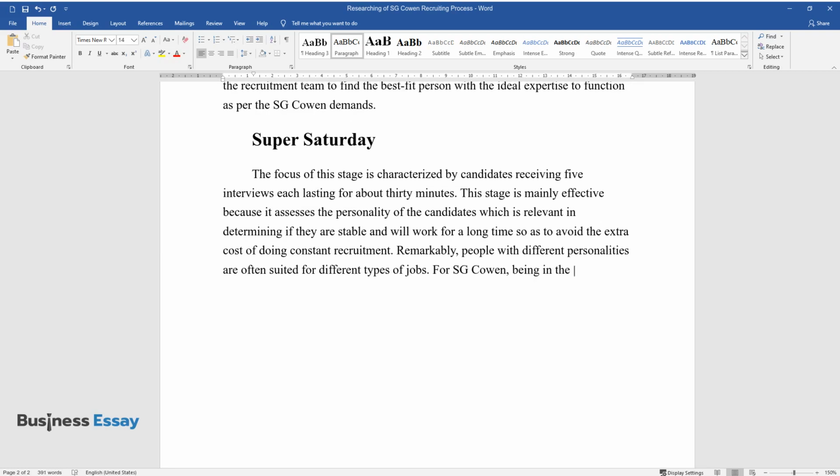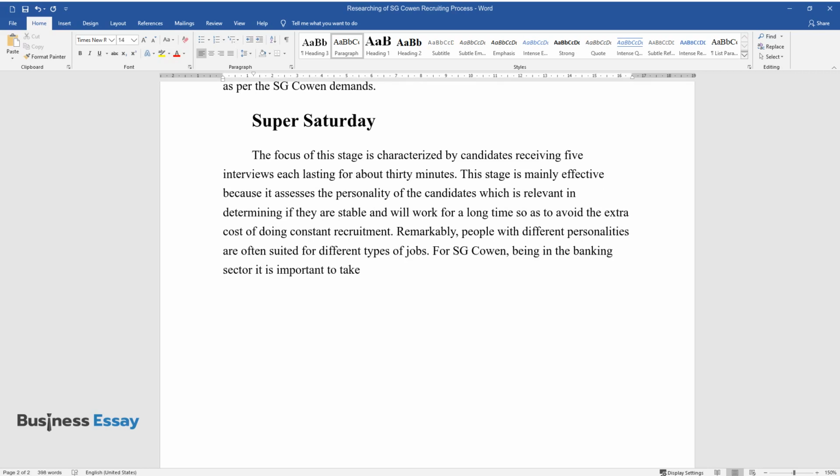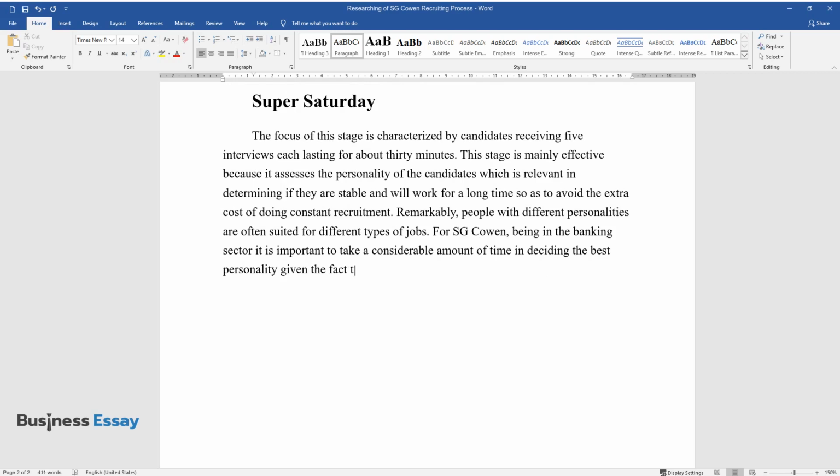For S.G. Cowen, being in the banking sector, it is important to take a considerable amount of time in deciding the best personality given the fact that the industry is among those with a high rate of turnover.